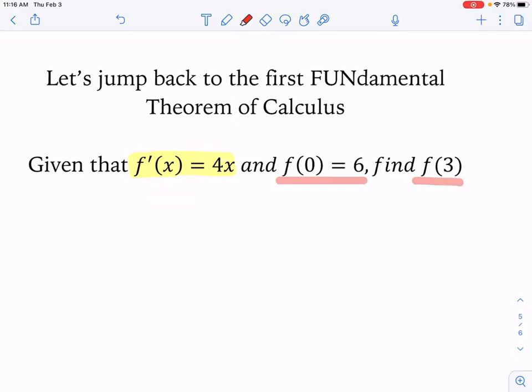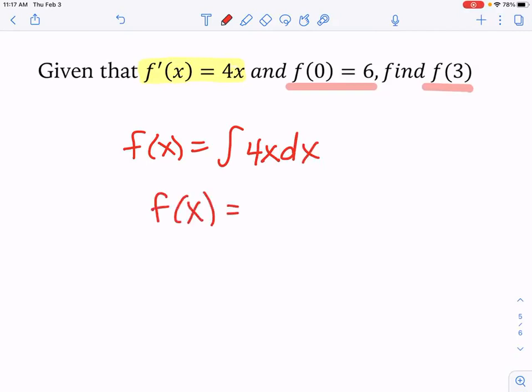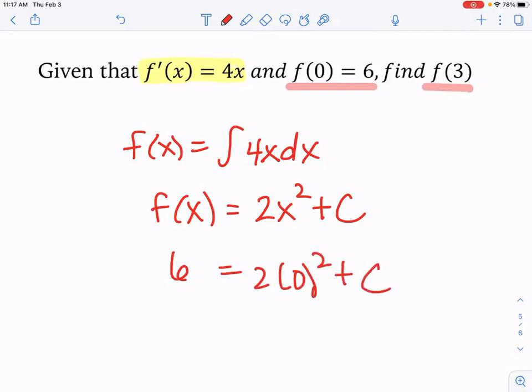I do not want you to copy this down. So once you have written the problem, put your pencil down. Okay. So at the beginning of the chapter, we did this. Well, f of x is going to be the antiderivative of our derivative, which means f of x is 2x squared plus c. And then we could plug in 0, 6 and figure out what c was, and then go back in and plug in 3.